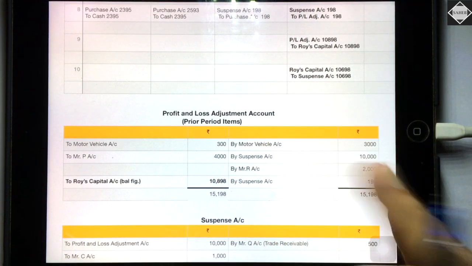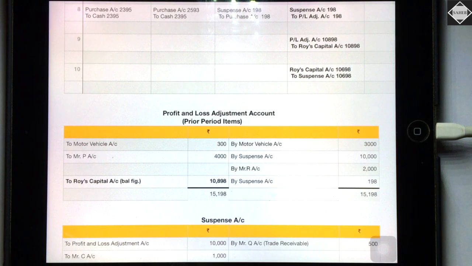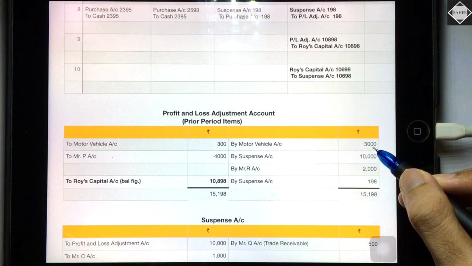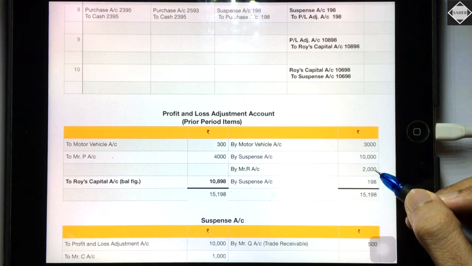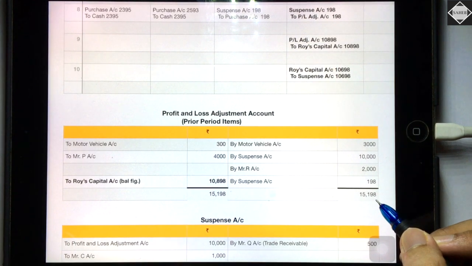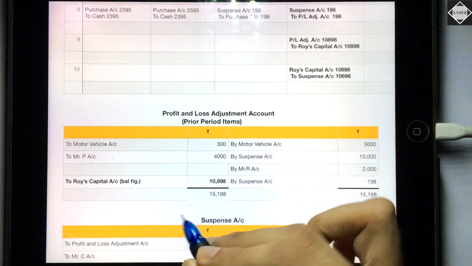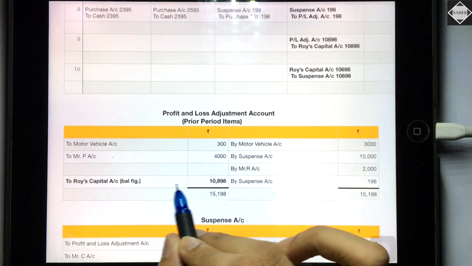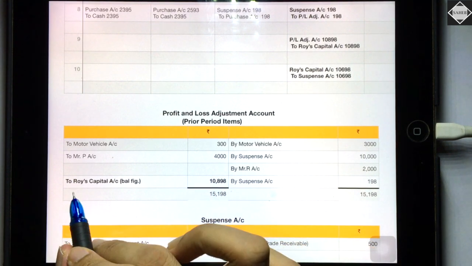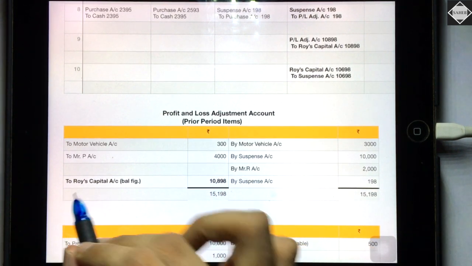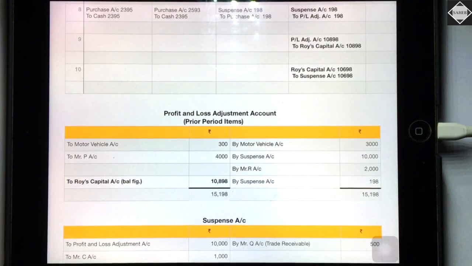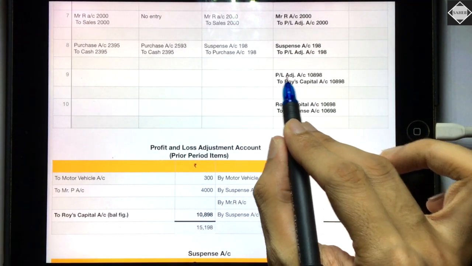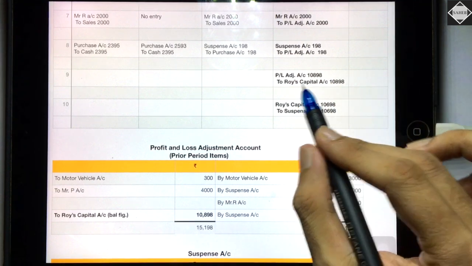Now once you have done this much, you have to take out the balance. This side is bigger, the credit side. If you add up all of this, 10,000 plus 3, that's 13, plus 2, that is 15, plus 198, 15,198. Write that on both sides. 15,198 minus 300 minus 4,000, the balancing figure is 10,898. This will go to the capital account, Roy's capital account, because Roy is the owner in this question. Roy's capital account, this is the balancing figure. And just pass the journal entry for this: P&L adjustment account 10,898 to Roy's capital account.